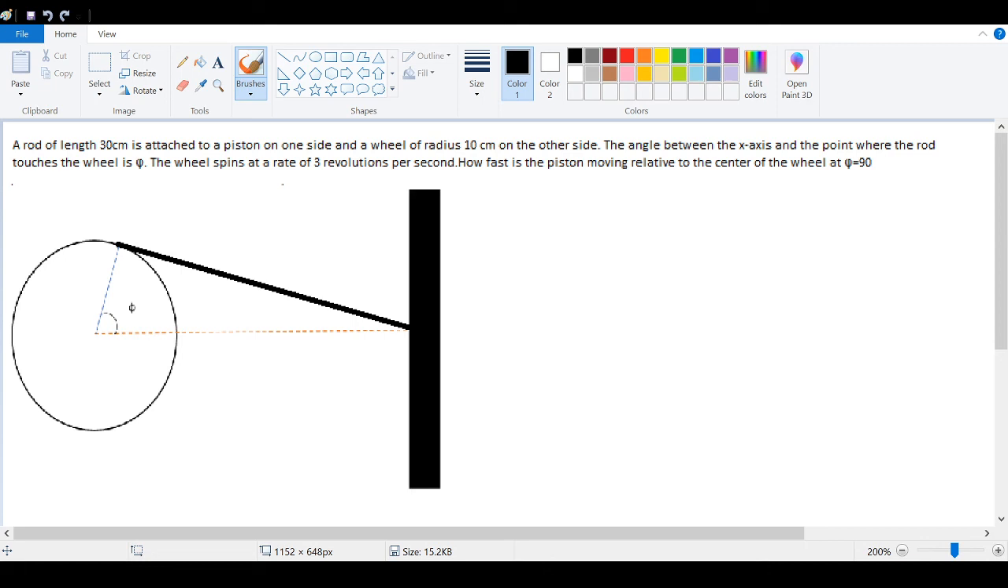So the first thing we should do before we even attempt to solve the problem is to just fill in what the problem gives us. And so we know the length of the rod, that's 30 centimeters, and we know the radius of the wheel. Now, these two numbers don't change. The thing that is changing is the distance between the piston and the center of the wheel, and so we'll call that h.